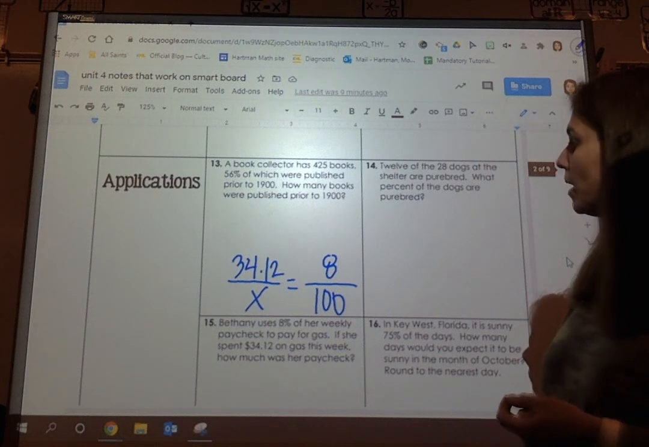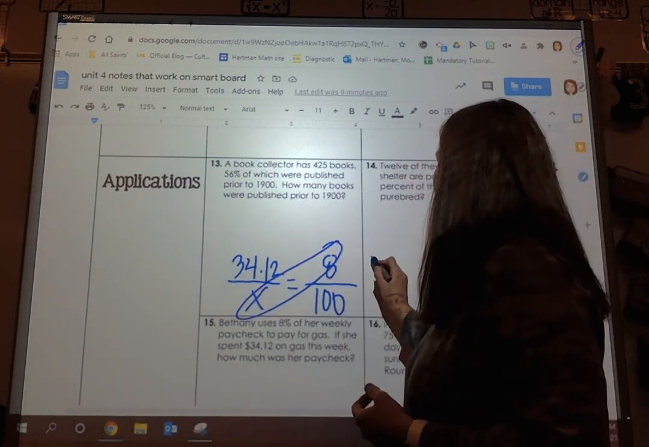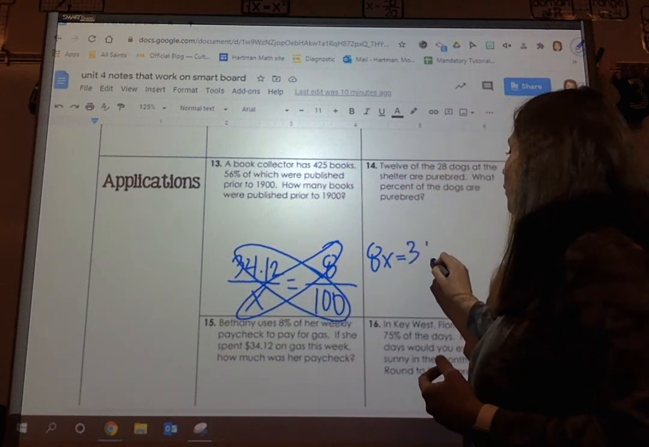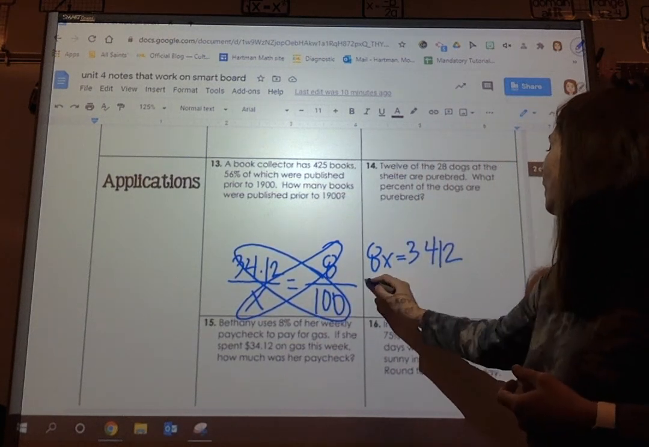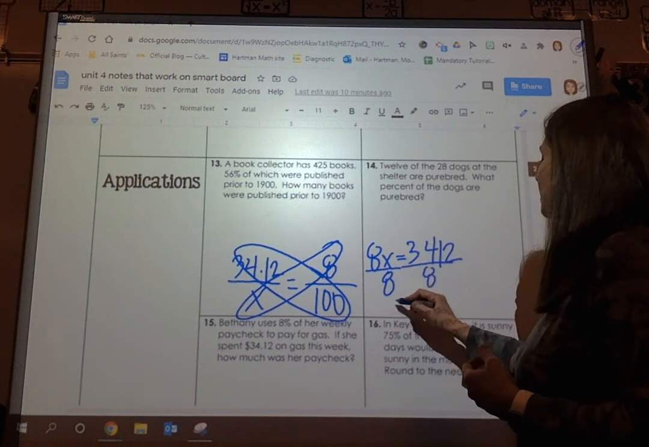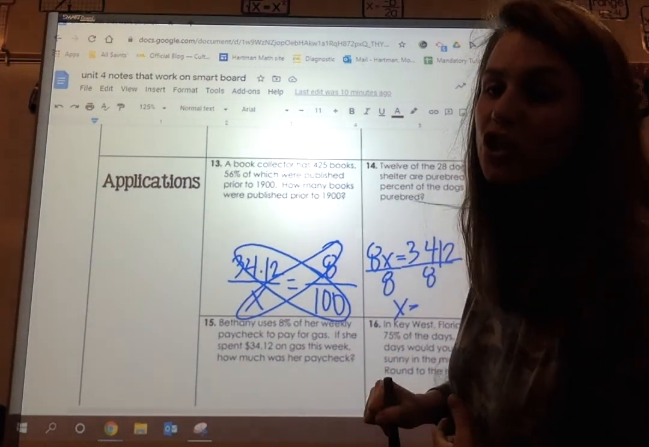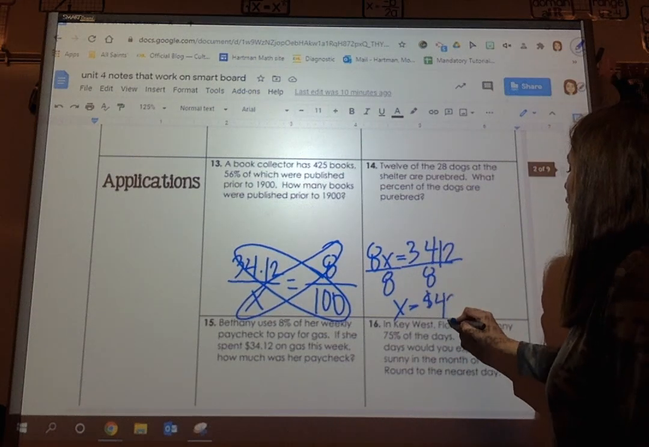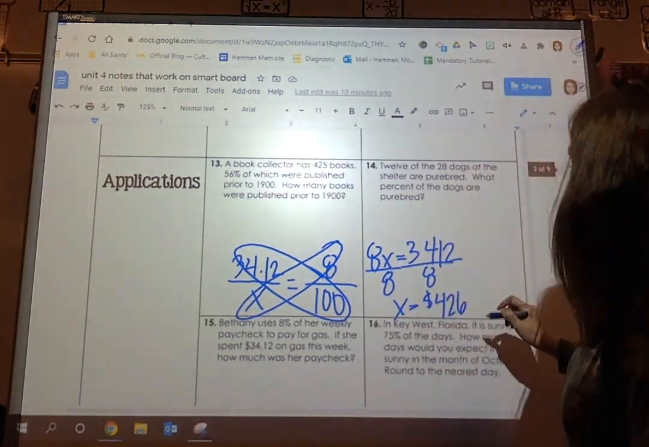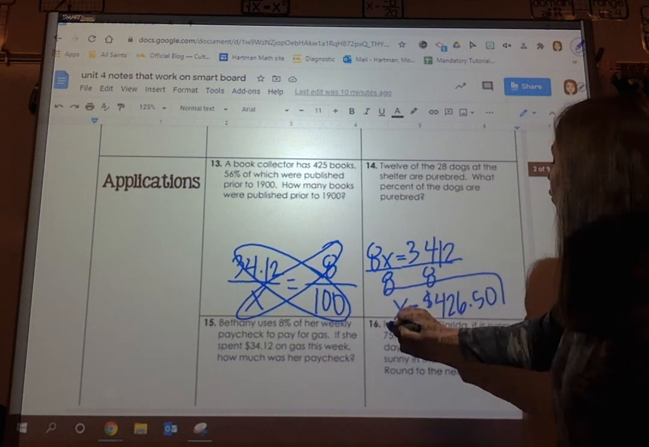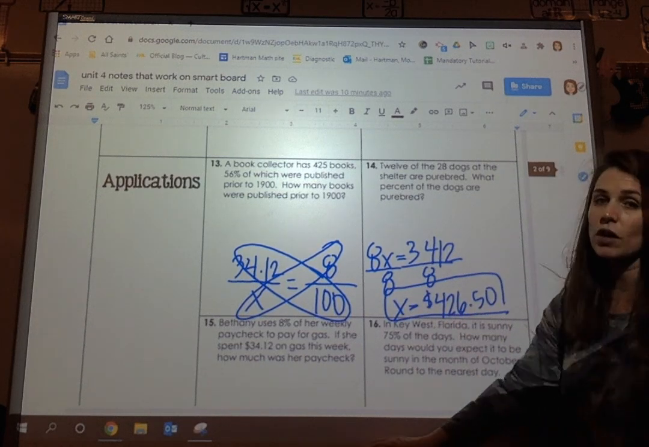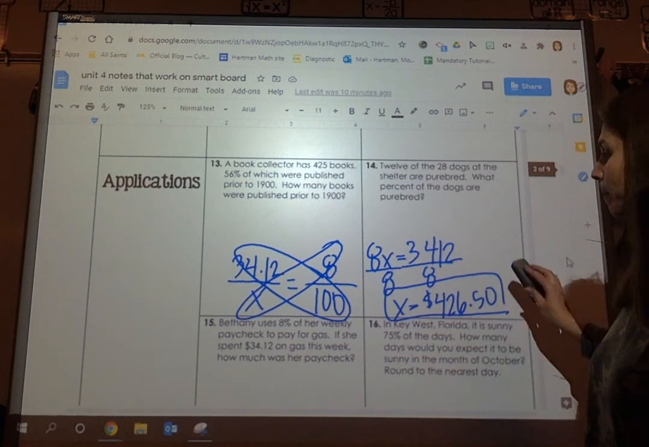So we are looking for the whole, and we know that $34.12 goes on top. So when I cross multiply, I get 8x equals 34.12, and I divide by 8. So her whole paycheck was $426.50. It's a word problem, so you would write that in a full sentence: $426.50 was her paycheck. Okay?